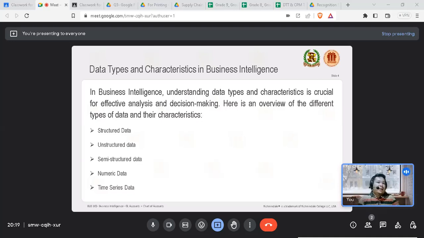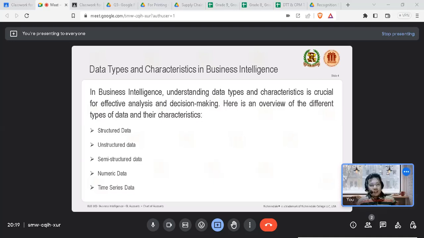Again, I recall the first one is structured data, its definition. Second is examples of unstructured data in business intelligence. Number 3 is challenges of unstructured data in business intelligence. Number 4, importance of unstructured data in business intelligence.